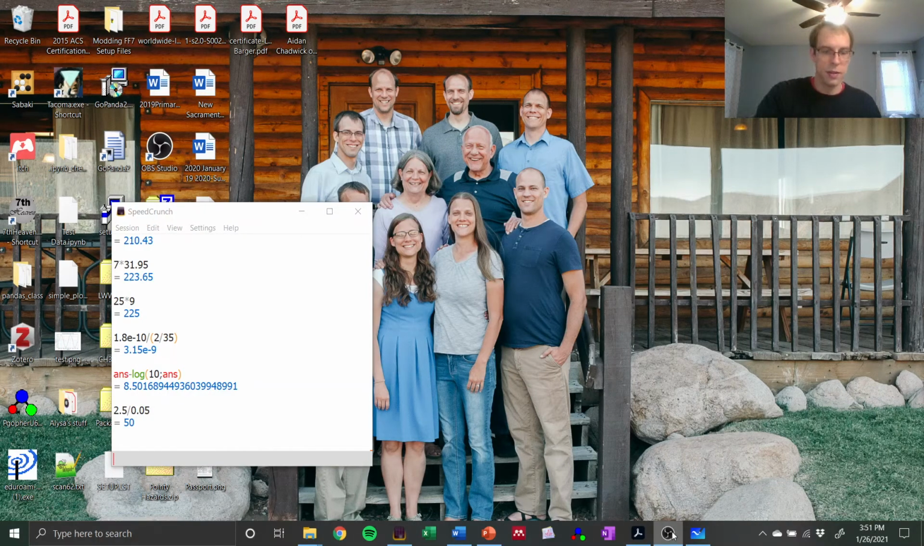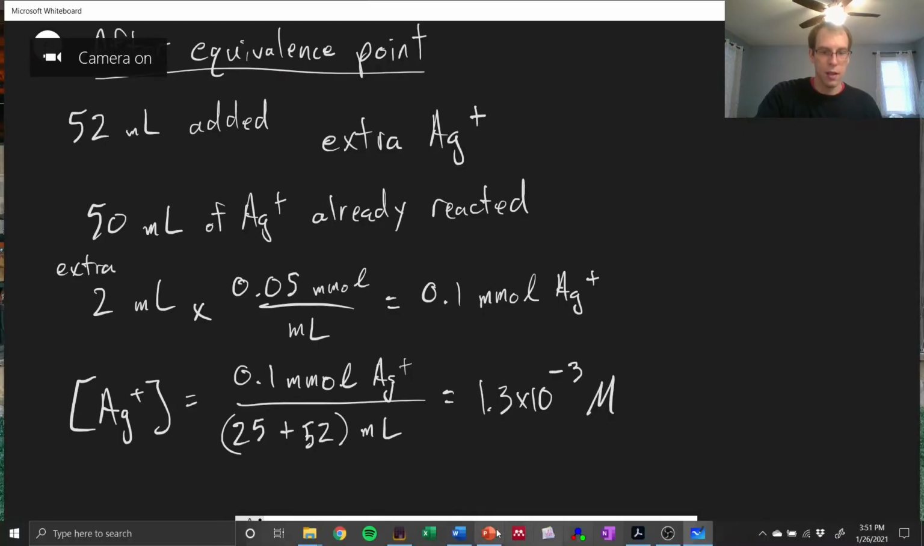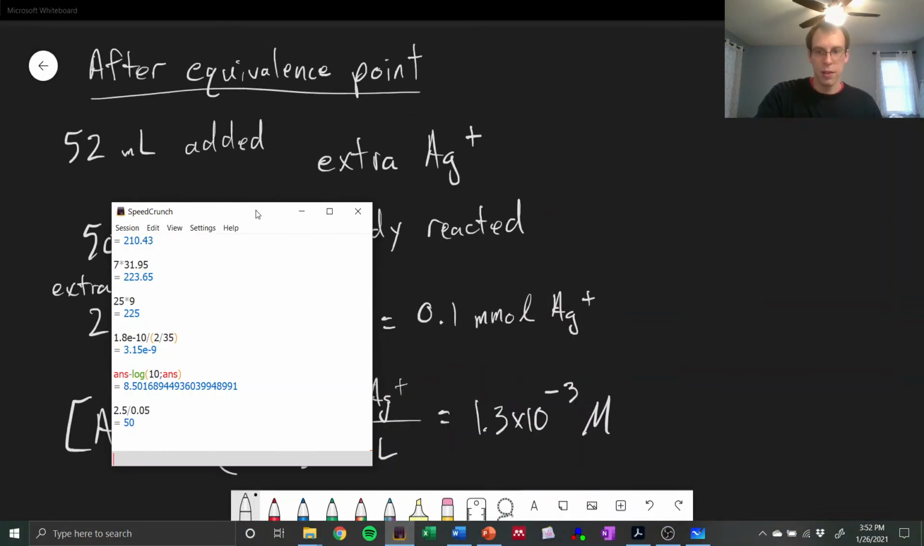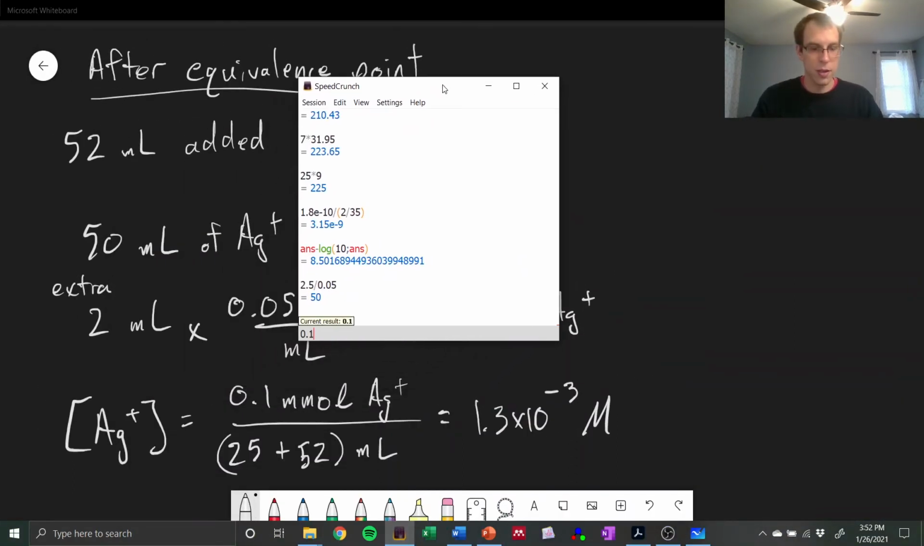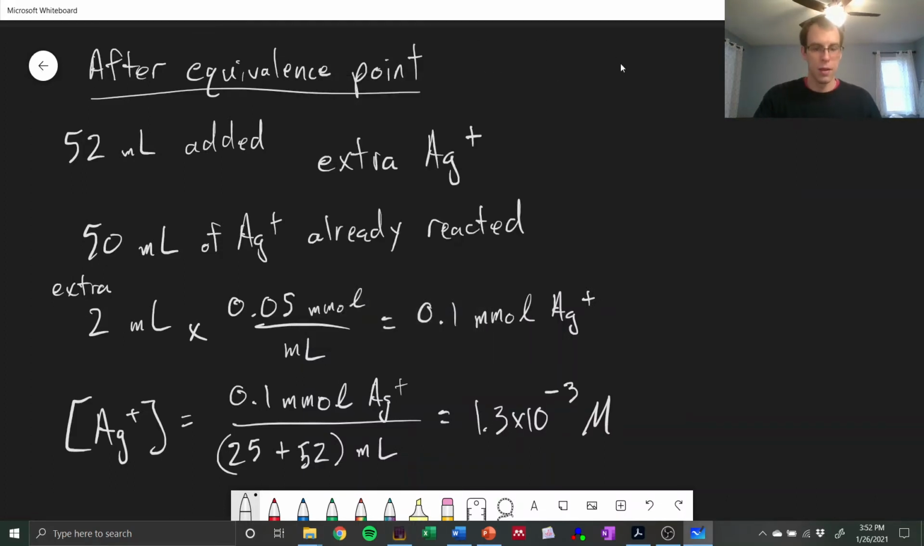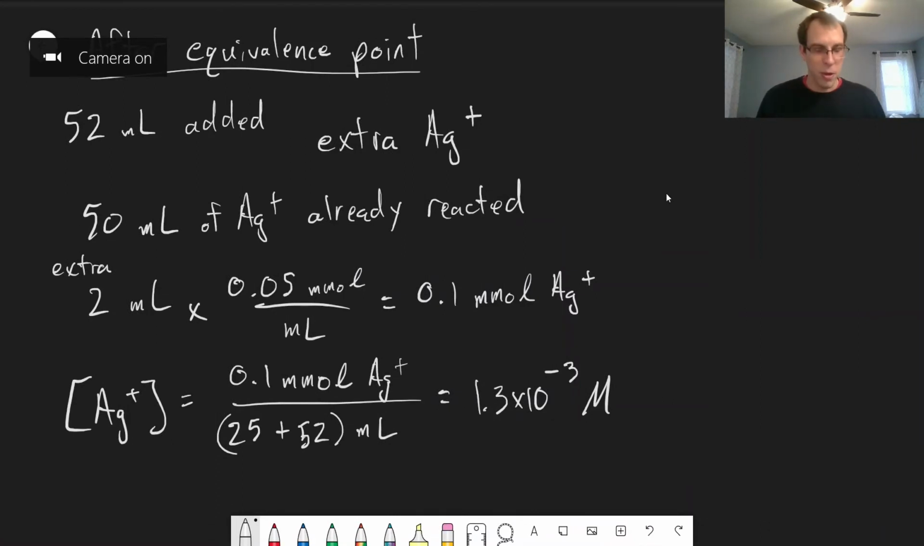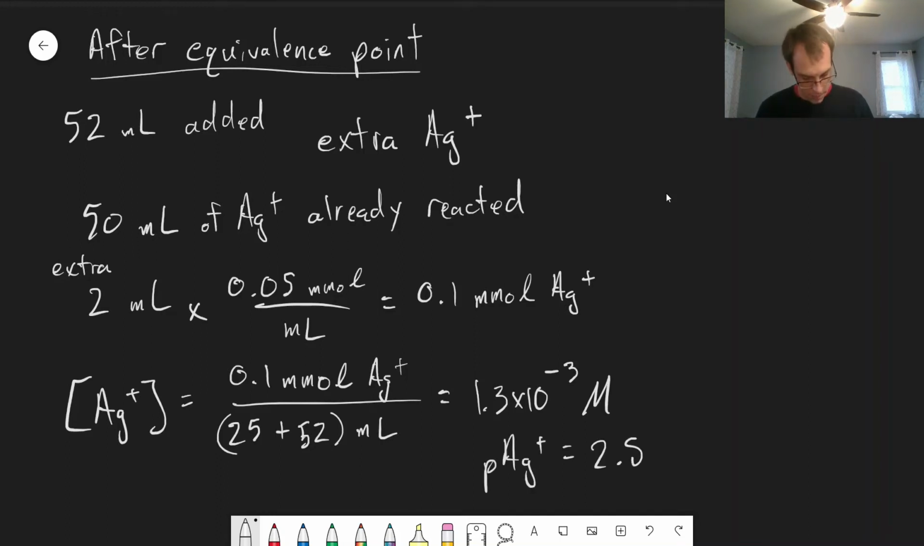If I get this. All right. So double checking the math, we have 0.1 divided by 25 plus 52. And that is indeed 1.3 times 10 to the minus 3. All right. Couldn't tell if it was a 3 or a 5 in the exponent. Okay, but yet again, we see this is still even past the equivalence point, a much bigger concentration of silver than what we had. If we want to write this as the pAg value, this is equal to 2.89.